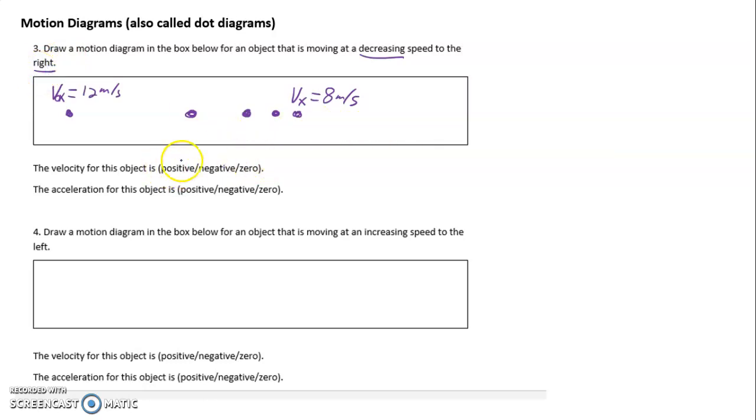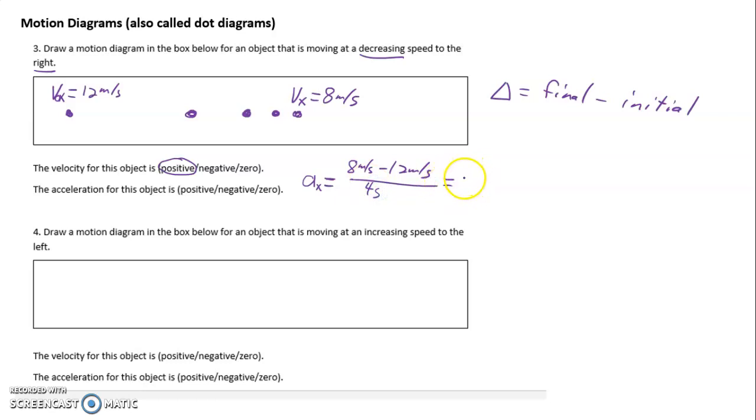And so now we can calculate our acceleration to figure out if it's positive or negative. So the velocity is positive because the object's moving to the right, but what about acceleration? Acceleration is equal to final minus initial. Whenever you see that delta, you always want to do final minus initial of whatever, whether it's momentum, velocity, energy, any of those quantities. So 8 meters per second minus 12 meters per second divided by, let's see, 1, 2, 3, 4 intervals again. That's 4 seconds. So this would be negative 4 divided by 4, or negative 1 meter per second squared.